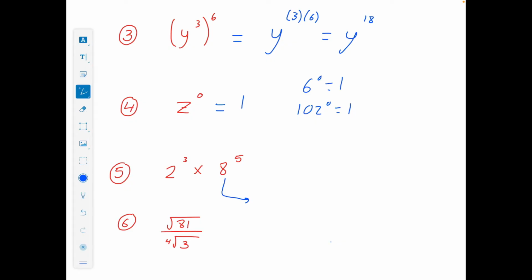So what I'm going to do, I'm going to do a little bit of rough work down here. So I want my bases to be the same. So I want to write 8 as 2 to the power of something. If you do a little bit of playing around with your calculator, you'll find out that 8 is the same as 2 to the power of 3. So I rewrote 8 as 2 to the power of 3.